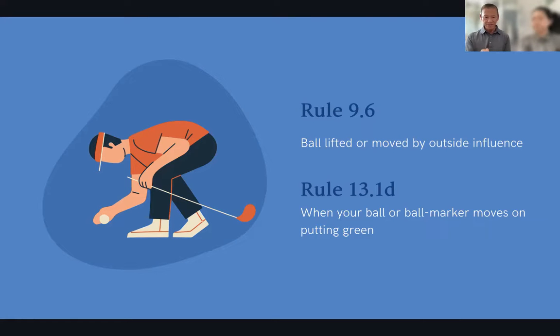But if you mark the ball and lift it, clean it, replace the ball and lift your marker, and the ball moves, again maybe because of natural forces, in that case you have to replace the ball back on the original spot. I guess the difference would be that when you replace the ball and then it moves, you haven't addressed it yet, so you have no intention of taking your backswing and making the stroke.